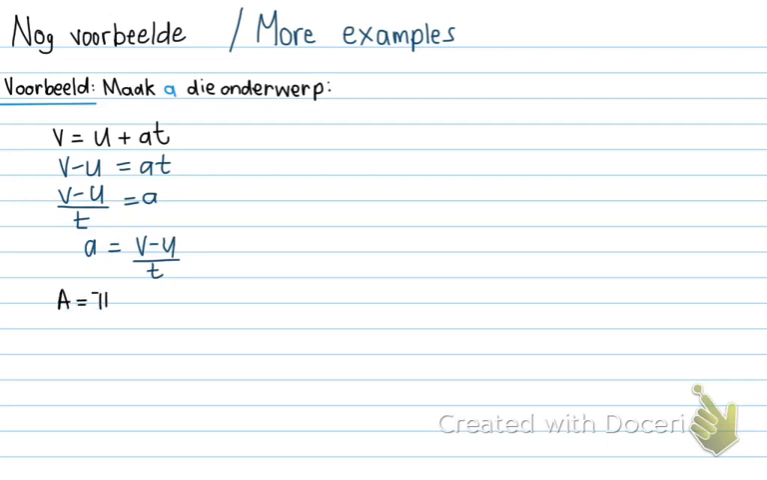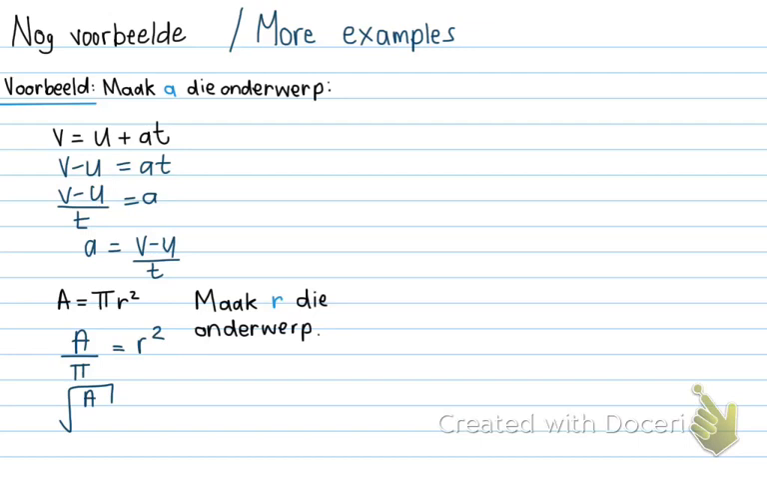Now, this second example is A is equal to pi r squared, and they're asking us to make r the subject. First I divide by pi on the other side, so A over pi is equal to r squared. Then the squared is still a problem, so I get rid of that by taking the square root of the whole thing on the other side. So it's going to be the square root of A over pi is equal to little r. That was the first and the second example.